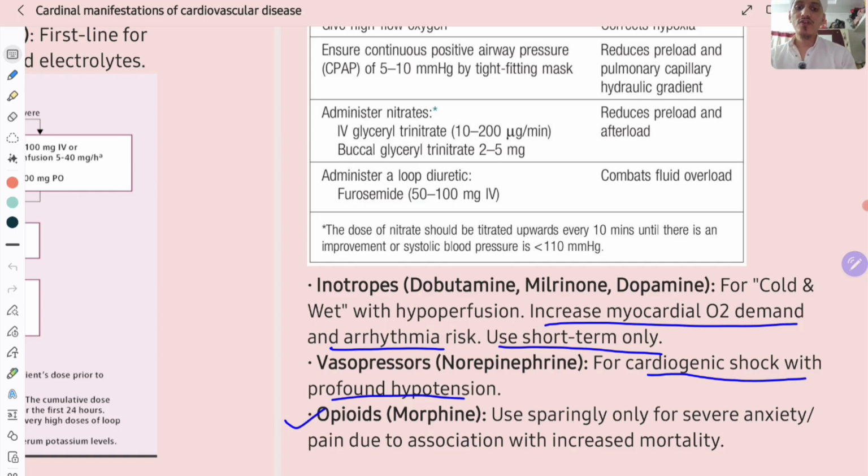So what is the use of opioids? Use sparingly only for severe anxiety and pain. Why? Because this anxiety and pain will increase the tachycardia. They will activate the sympathetic nervous system, which is going to cause damage again. So if you calm the patient, the sympathetic activation is reduced, no? So that's why you give opioids.